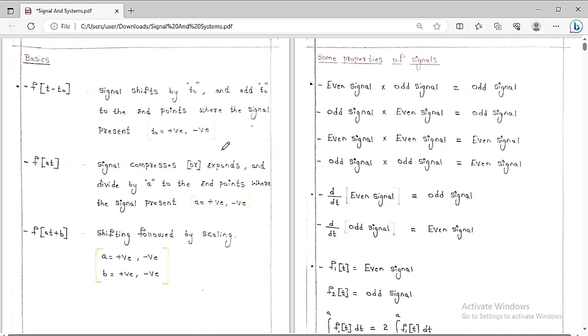So let's get started. The first concept that we are going to discuss is about the basics.